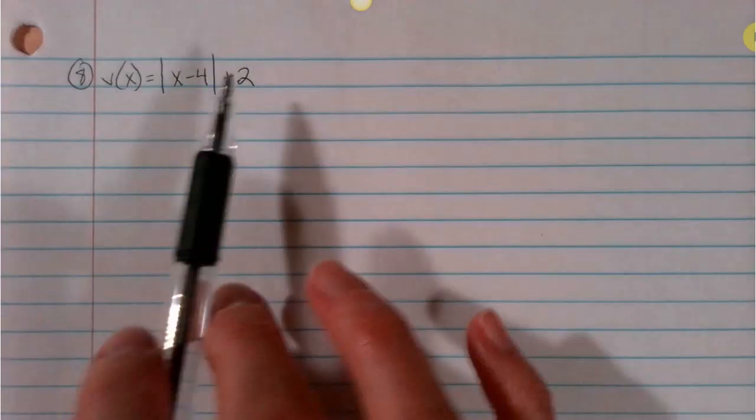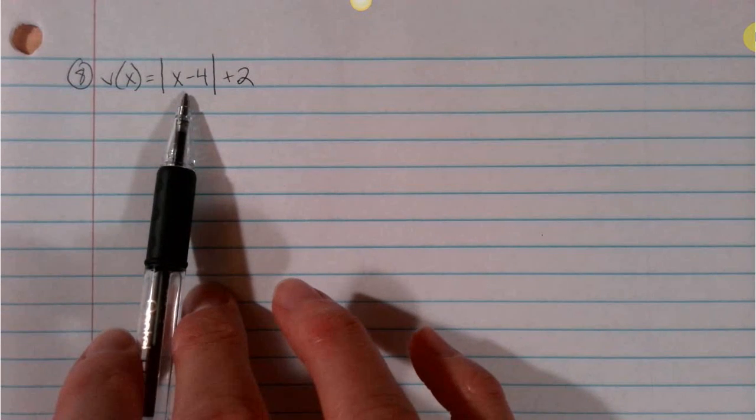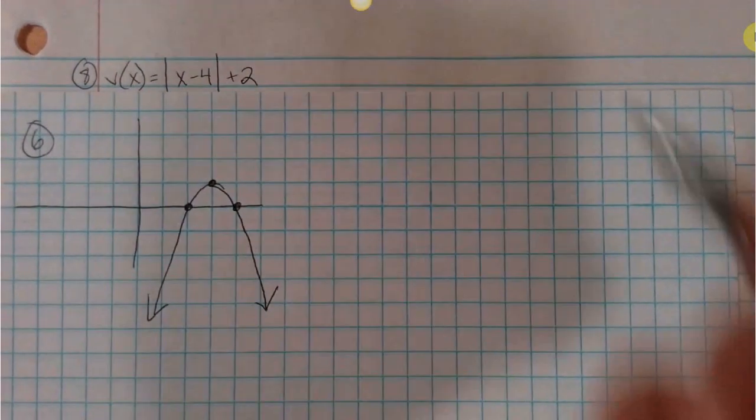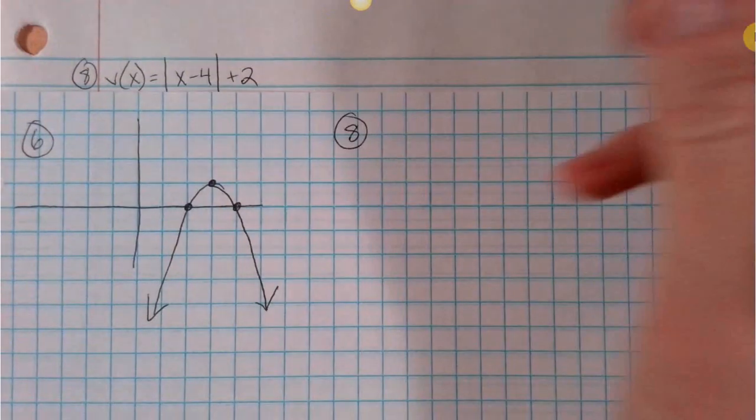Number 8, we are given the function v of x is equal to the absolute value of x minus 4 plus 2. And ultimately what we're trying to do is graph this function. So notice that the base function here is the absolute value of x, since we see those absolute value bars. So that tells us that we start with our V shape.